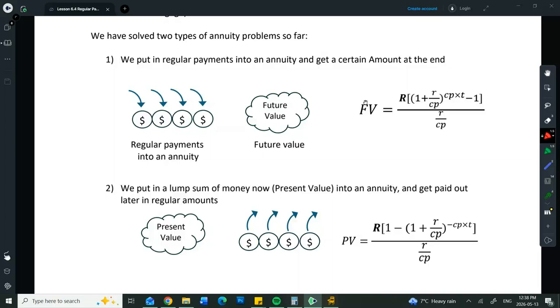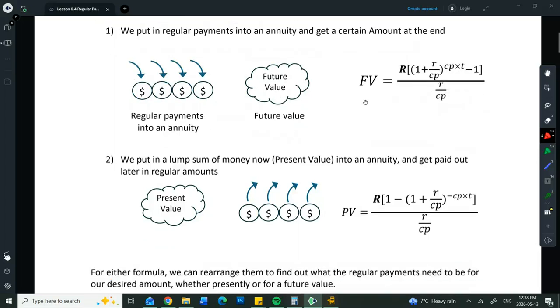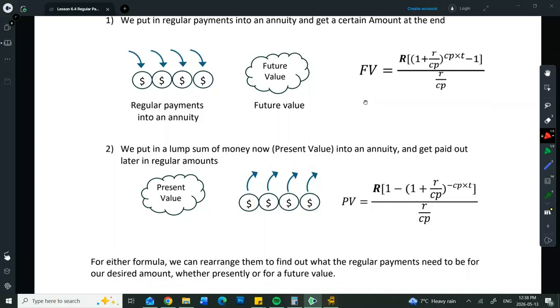post-secondary education. Did you ask your parents if they have one of those for you or no? You should ask them.